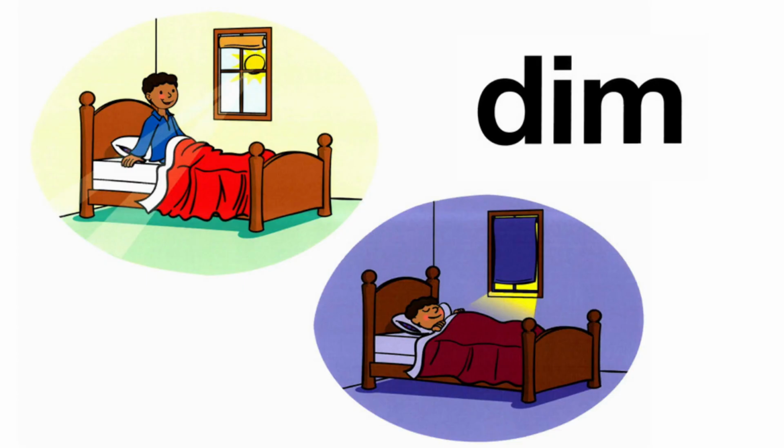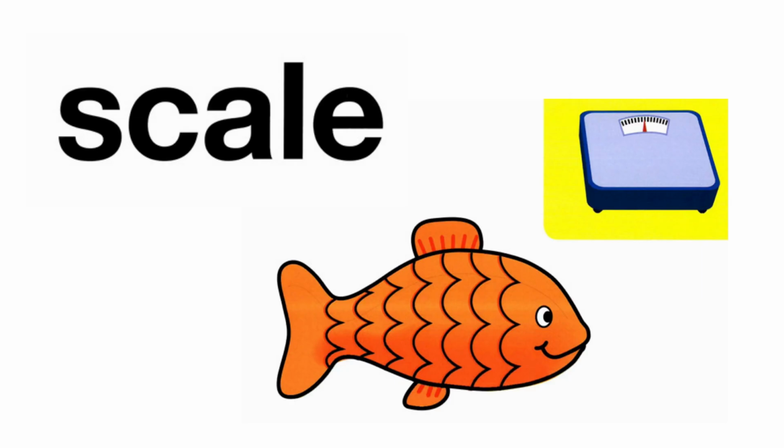Dim. Dim means it isn't bright. Look at the picture. Which room is dim? Yes, the one with the sleeping boy.